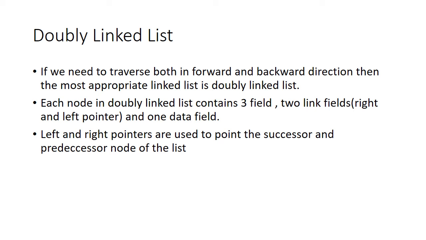Now, the name itself tells you: previously we have studied singly linked list. A singly linked list means I had only one link between the two nodes. But this is a doubly linked list. The name itself is telling you that there are two links between the two nodes. In the single linked list, a node has been divided into two parts. One is your data field, another one is the link field.